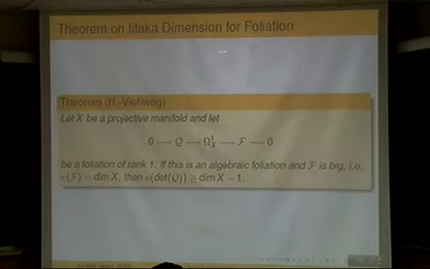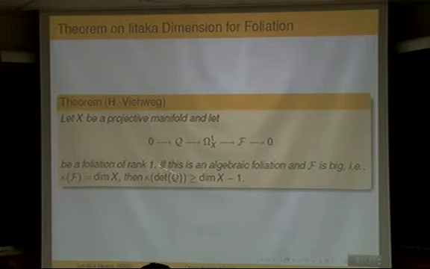It's the theorem on Iitaka dimension for foliation. So this has nothing to do with symplectic geometry. Just given any smooth projective variety, suppose you are given a foliation of rank 1, like this. If this is an algebraic foliation, and if this F is big, namely its Iitaka dimension is equal to the dimension of F, then the Iitaka dimension of the determinant of this Q is at least as big as dimension X minus 1. So if this part is big, then this part is pretty big. That's what it says. But under the condition that this is an algebraic foliation.